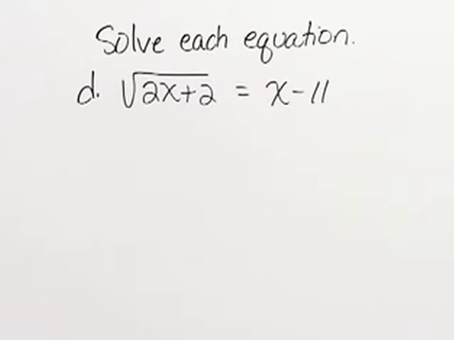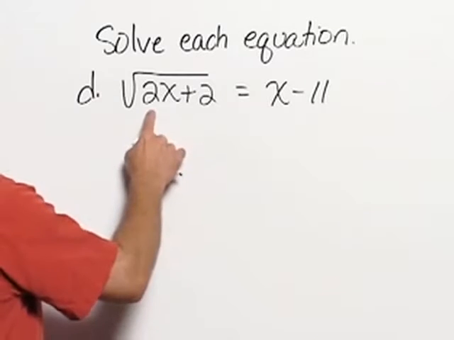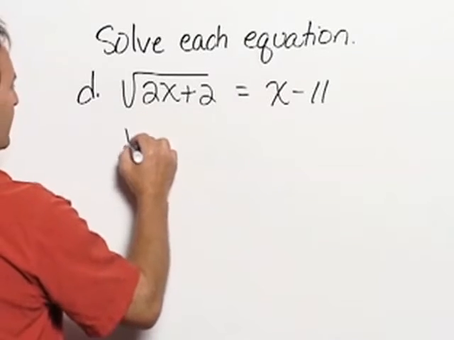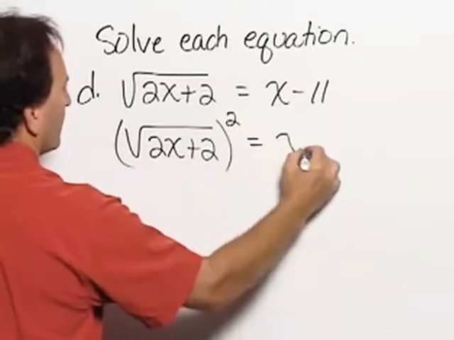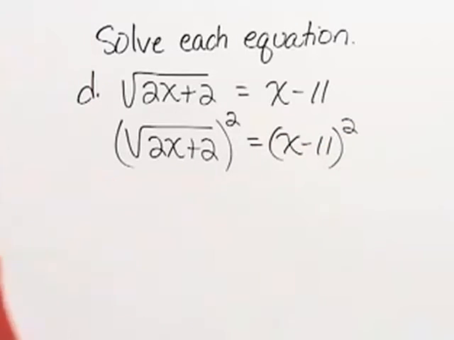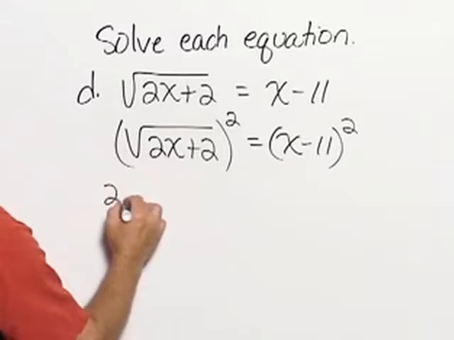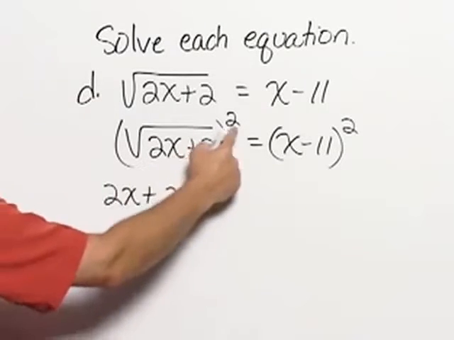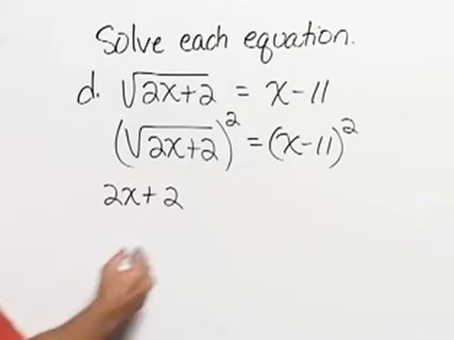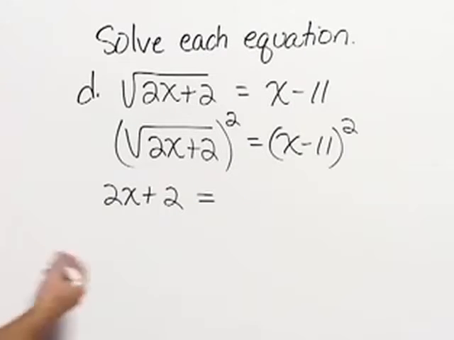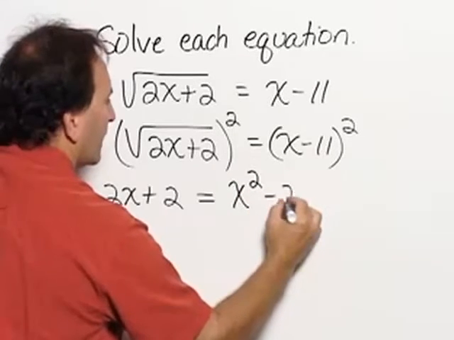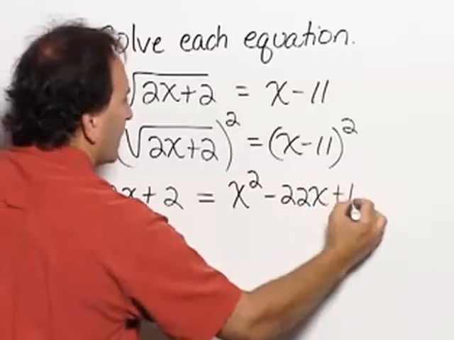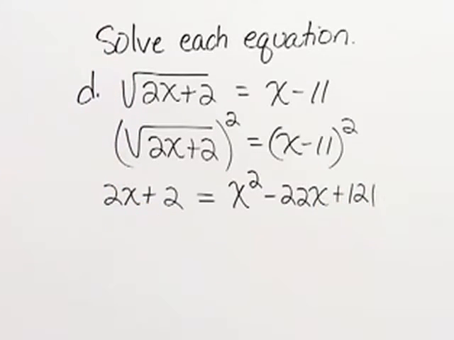Part D, the square root of 2x plus 2 equals x minus 11. We have a square root, it's been isolated, and so what we need to do is raise both sides to the power of 2, or in other words, square both sides. On the left-hand side, we simply get 2x plus 2 because the square root squared is the radicand, that is, the expression under the radical symbol. On the right-hand side, we have a binomial squared. We use the rule that tells us it's x squared minus 22x plus the square of 11, which is 121.